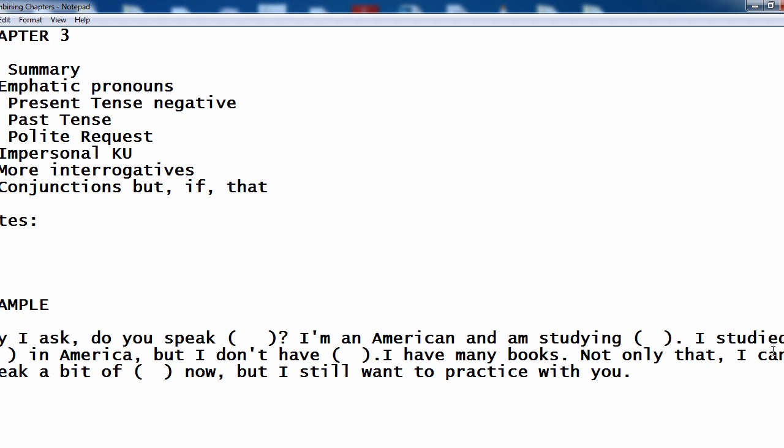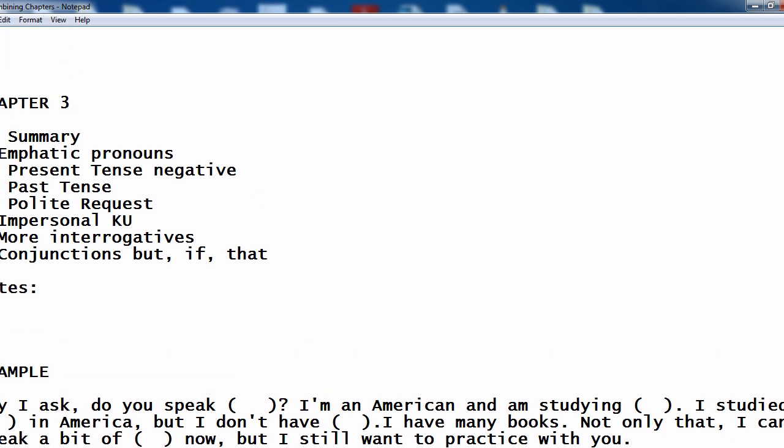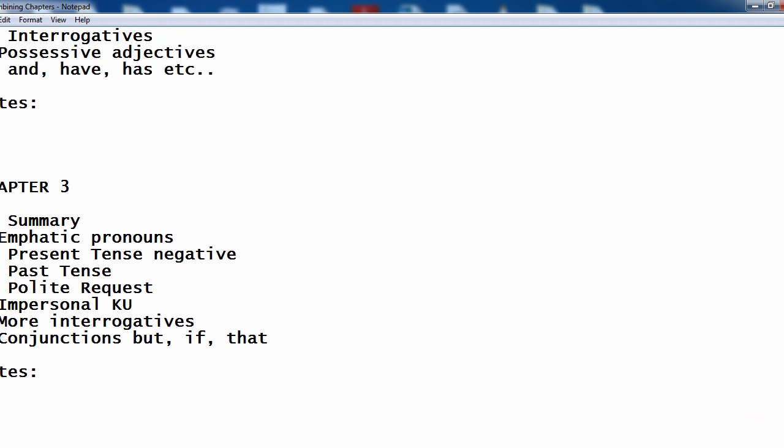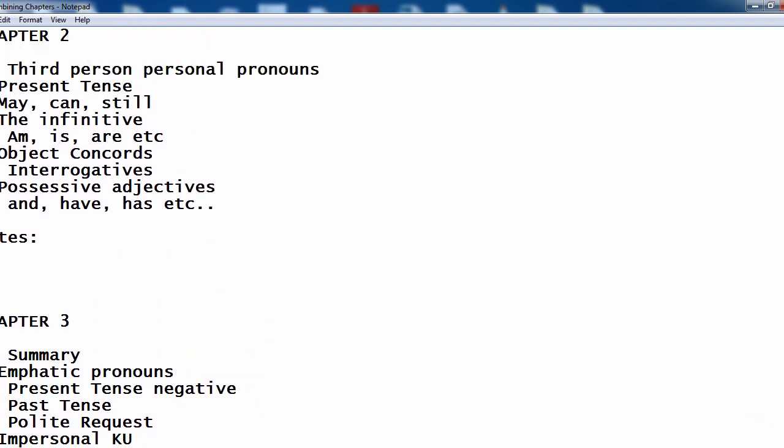I can speak a bit of whatever language it is you're working on. See, "I can" is having you're able to do something. You have the ability to do something. That was introduced in, was it chapter 2?